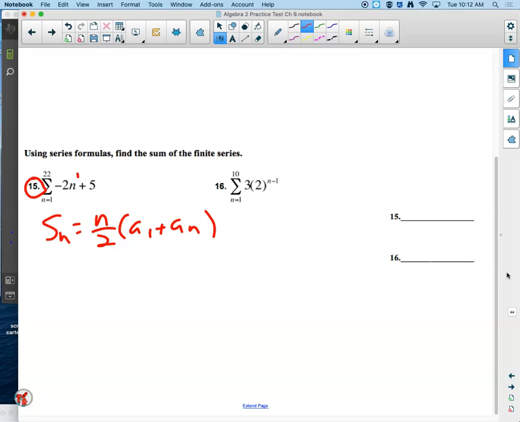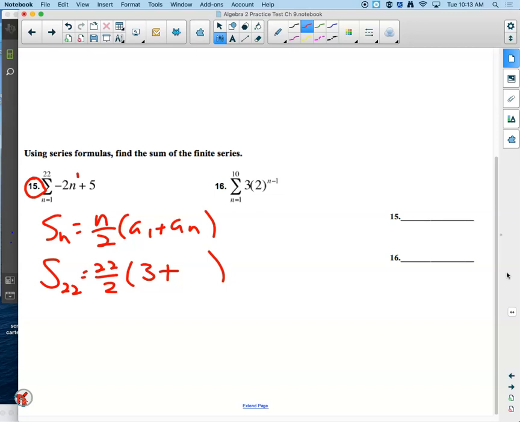Now we're going to let the formula drive us. Figure out what we have to have. Ooh, I need to know n right away. Sum of how many? Good, 22. Upper limit minus lower limit plus 1. Now, they didn't give me the first term, but I think we could find it, couldn't we? What is it? It is 3. Put a 1 in here. Negative 2 times 1 is negative 2, and negative 2 plus 5 is 3.